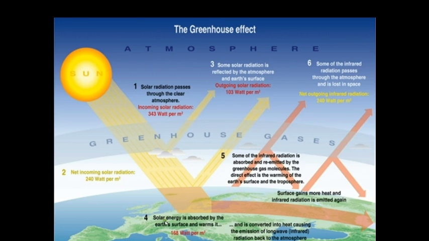Bullet 4. Solar energy is absorbed by the Earth's surface and warms it. That's 168 watts per meter squared. Bullet 5. Some of the infrared radiation is absorbed and re-emitted by greenhouse gas molecules. The direct effect is the warming of the Earth's surface and troposphere. That results in the surface getting more heat as infrared radiation is emitted again. Some of the infrared radiation, bullet 6 here, passes through the atmosphere and is lost in space. The net outgoing infrared radiation is 240 watts per square meter. It's this trapping portion here that is the greenhouse effect.